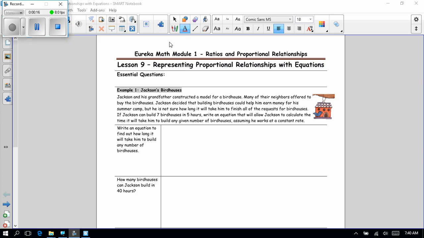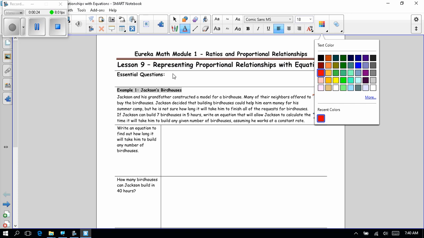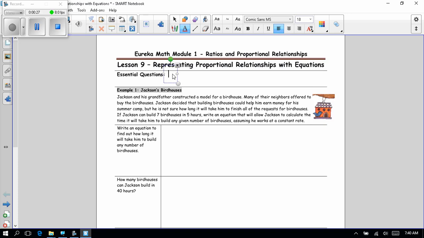All right, let's write our EQ like we always do. Our essential question of the day, I like to have it in red, as you know. Almost the exact same one as we did for Lesson 8. How do we write an equation for a proportional relationship? And if you were paying attention in Lesson 8, you will probably know how to do this already. How do we write an equation for a proportional relationship?